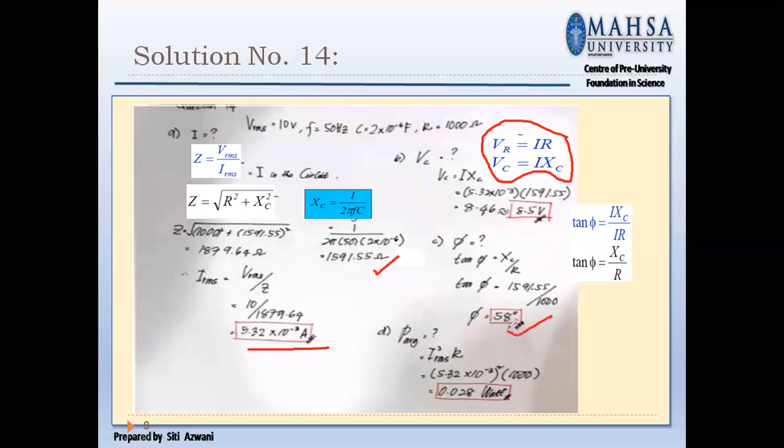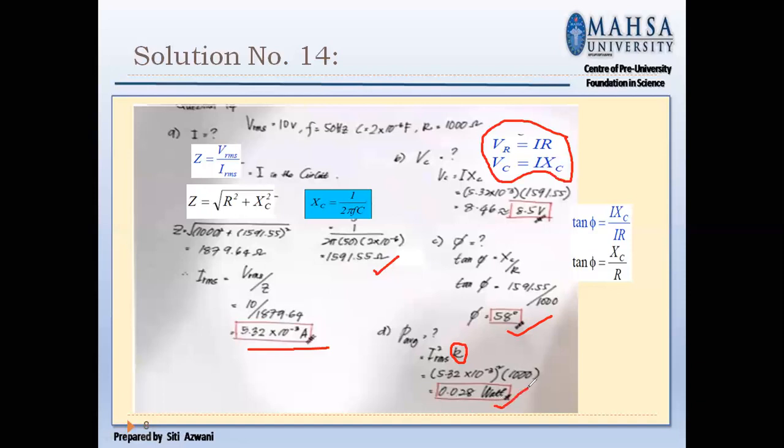Next, the P average formula, the average power across the resistor. You must have a term of your R here, and you need to consider it in your calculation. You have a value of your current, which is IRMS. IRMS square times the R, so you got the answer 0.0281.